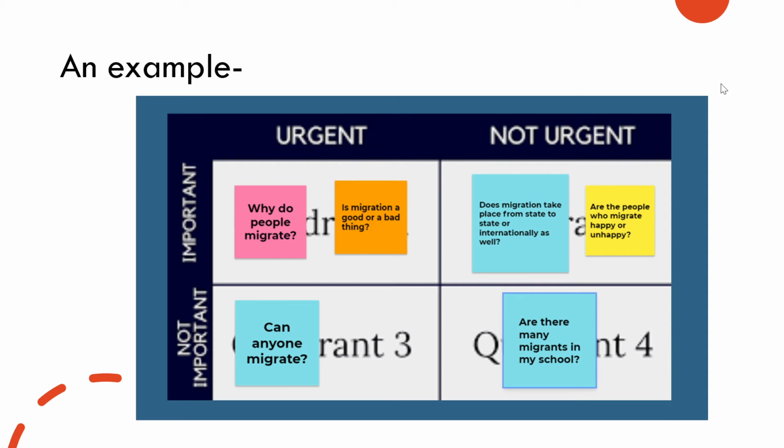They decided that the questions that were both important and urgent were, why do people migrate? To get to the big why and how of migration was very important. So they put the pink and orange sticky into the urgent quadrant. They were intrigued by the questions of, are the people who migrate happy or unhappy?